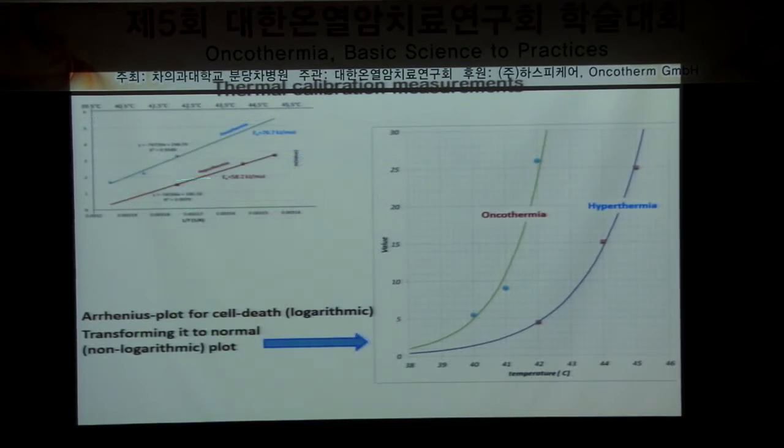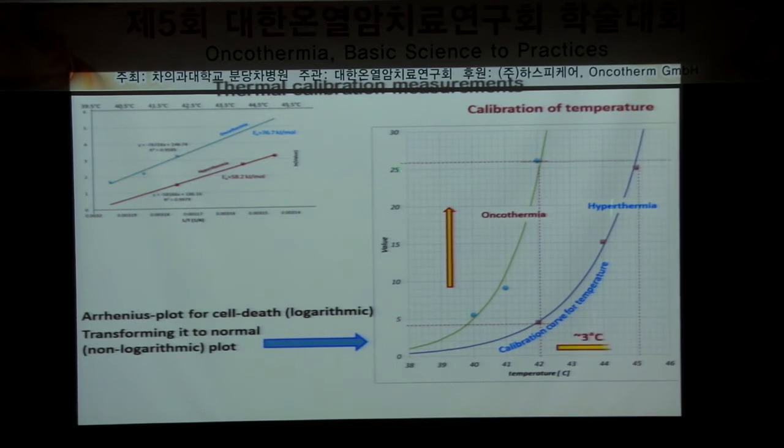Then we go from the Roberts over the Arrhenius, we go to the normal temperature sinks. This is hyperthermia, this is oncothermia. And then we use a calibration curve because of the calibration which I had shown before. We use the calibration curve for temperature, the hyperthermia. Then the calibration will be that one, but if it's 42, then by 42 you have 5, but you measure oncothermia 25, so this 25 corresponds to 45.